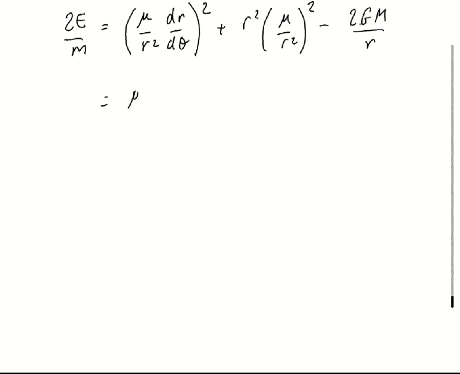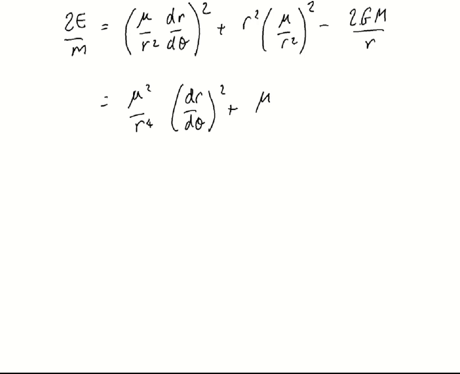And we notice that mu squared over r to the 4 times dr d theta squared, plus mu squared over r squared, minus 2GM over r. Now you think, how on earth, if I try and solve that differential equation, am I going to do it? The first thing we notice is that it'd be easier not to work with all those 1 over r's.